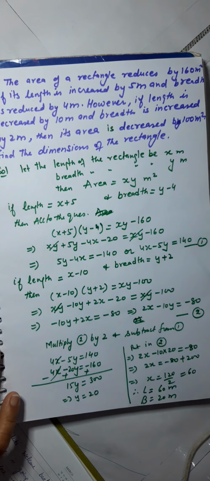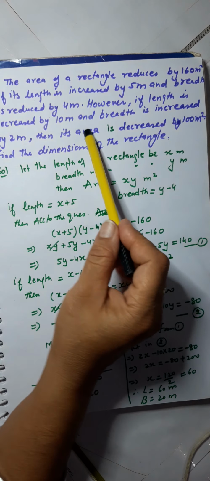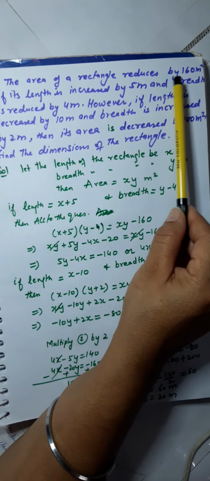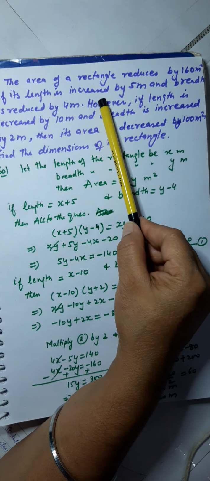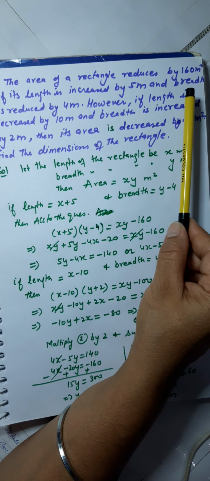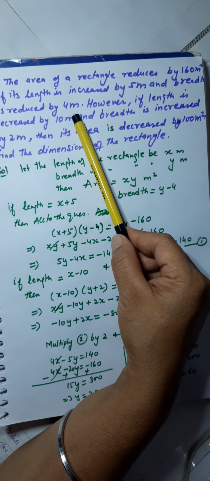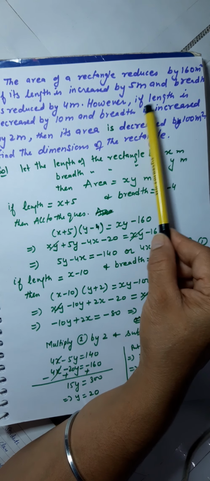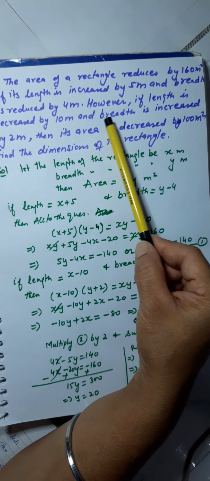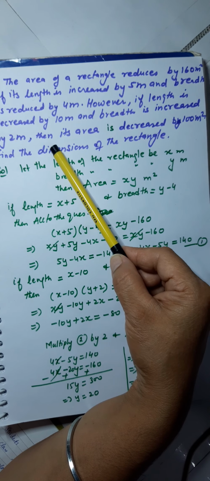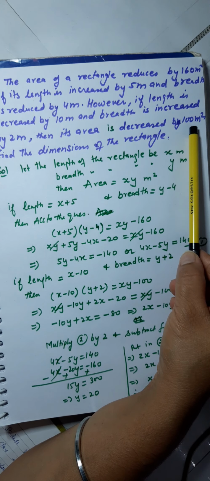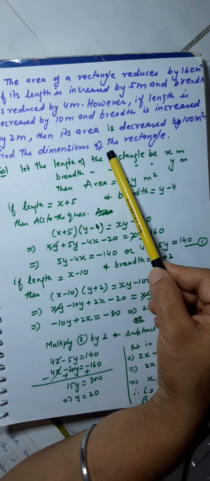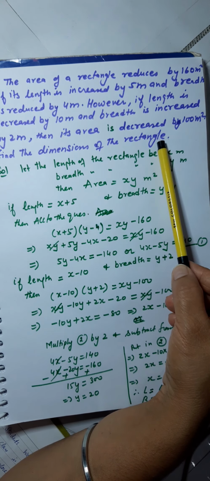Problem number 3. The area of a rectangle reduces by 160 meters square if its length is increased by 5 meters and breadth is reduced by 4 meters. However, if the length is decreased by 10 meters and breadth is increased by 2 meters, then its area is decreased by 100 meters square. Find the dimensions of the rectangle.